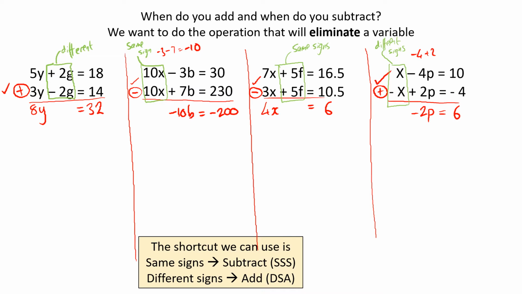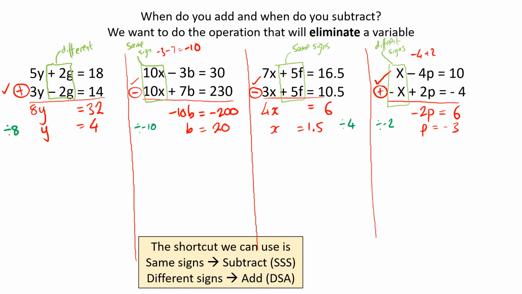So what was our next step once we get to this stage? It's always going to be a division. So in this case, we need to divide by 8. We're going to get that y is 4. In the next one, we're going to divide by minus 10. And that's going to give us that b is 20. Yeah, it's going to change the sign. In this one, we want to divide by 4, because that's going to give us x is 1.5. And in the last one, we want to divide by minus 2. And that's going to give us that p equals minus 3.